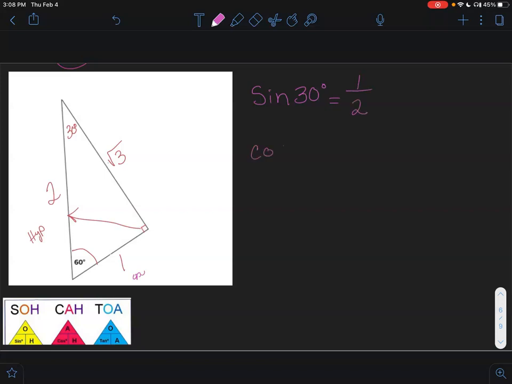Cosine of 30. So again, here's my 30, and we're looking there first, and that's going to be adjacent over the hypotenuse, square root of 3 over 2. And then the tangent of 30 is going to be the opposite side, which was 1 over the adjacent, square root of 3.